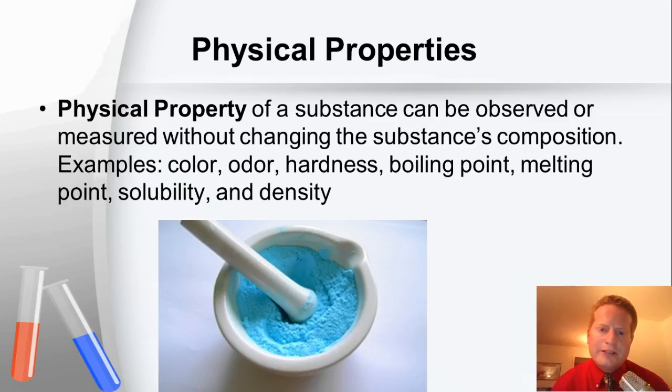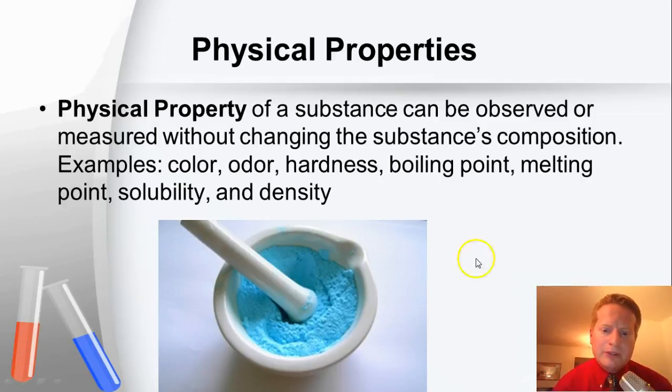So this is another very different word, very different phrase known as a physical property. This is very different from a physical change, but in some ways a little bit similar. So a physical property of a substance can be observed or measured without changing the substance's composition. Examples are color, odor, hardness, boiling point, melting point, solubility, and density. What that means is that you can observe a physical property without the substance undergoing a reaction, basically.